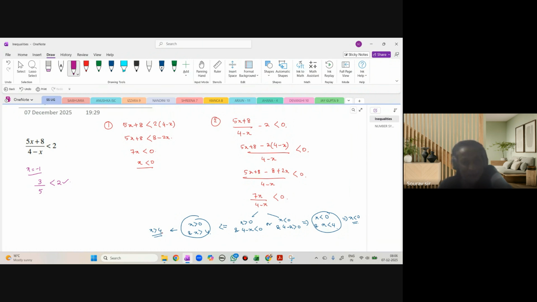What about x greater than 4? Take any value of x greater than 4. Let me take x equal to 5. So 25 + 8, 33, by 4 - 5, is -33/1, that is -33, which is less than 2. So this is also correct. Understood? How many of you didn't understand this?